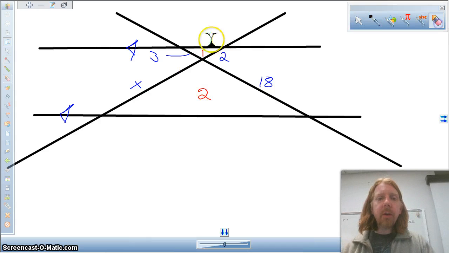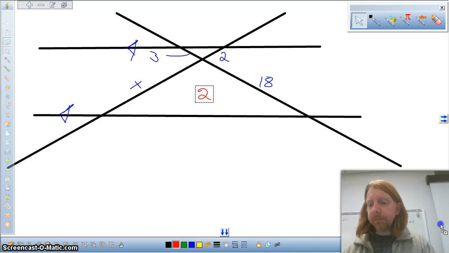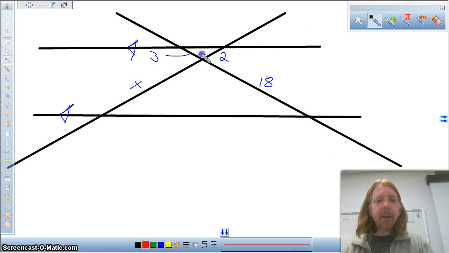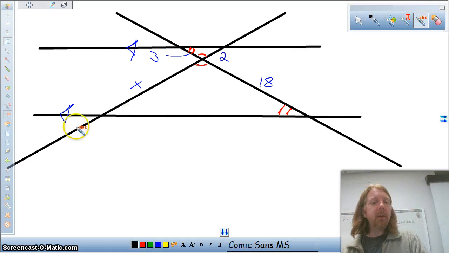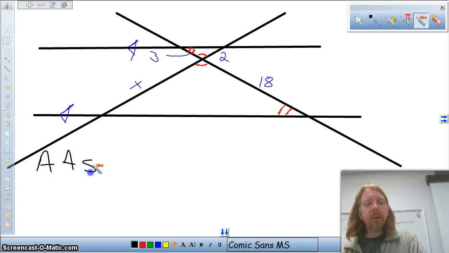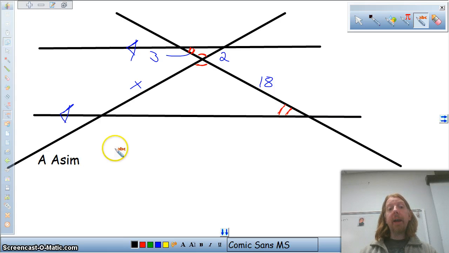Well, some things I know coming in. One thing I know going in, for example, is that vertical angles are congruent. I also know that alternate interior angles are congruent. So there I've got my two pairs of angles necessary to show that I have similar triangles. And again, I'm going to be using angle, angle, similarity. So I know these two triangles have to be similar.